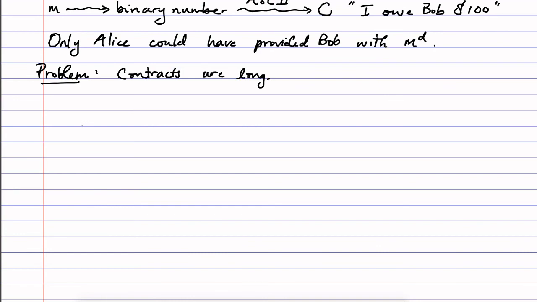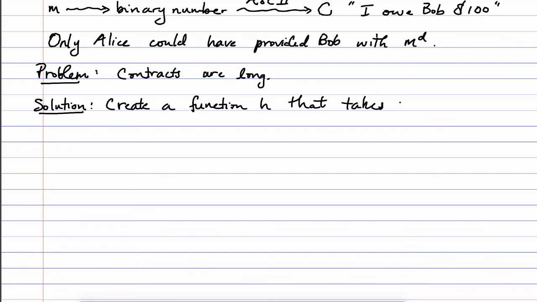Suppose that Bob sends a contract C that's 100 pages. You can't convert it to a number as before, so what you have to do is come up with a function that takes in a very long contract and converts it into a small number. So create a function, let's call it H, that takes a long contract and returns a small number. I mean, small in comparison to our old scheme.